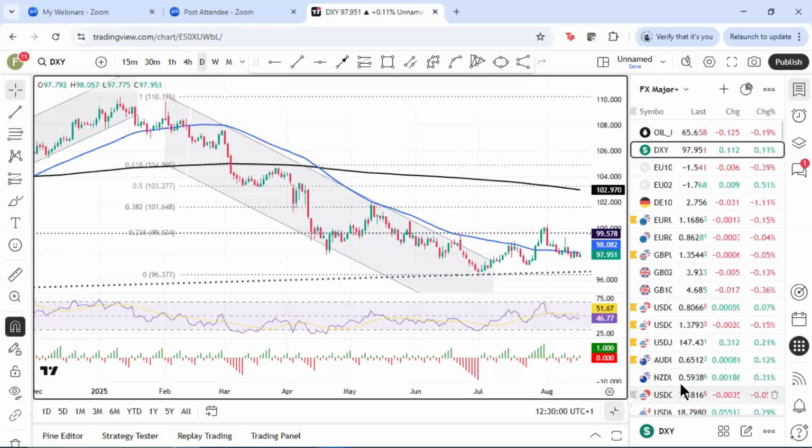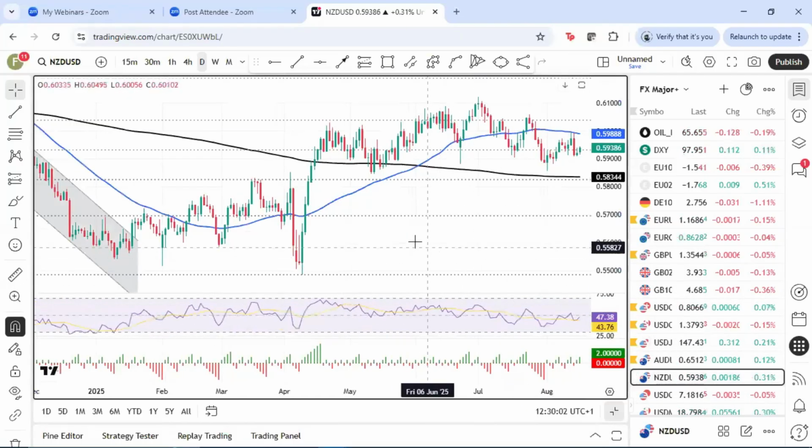Otherwise, moving on from Jackson Hole, we do have the RBNZ meeting. Just pulled up the Kiwi dollar chart here. The RBNZ is expected to cut the OCR, the overnight cash rate, by 25 basis points to 3%. Policymakers paused in July as expected, after a prior streak of 6 straight rate cuts.